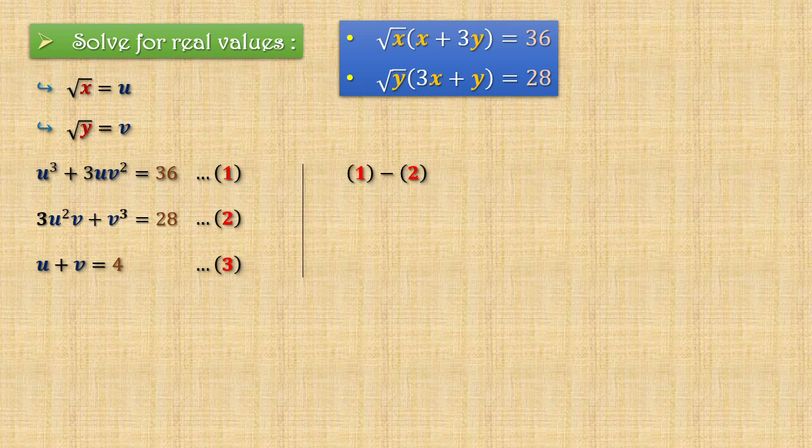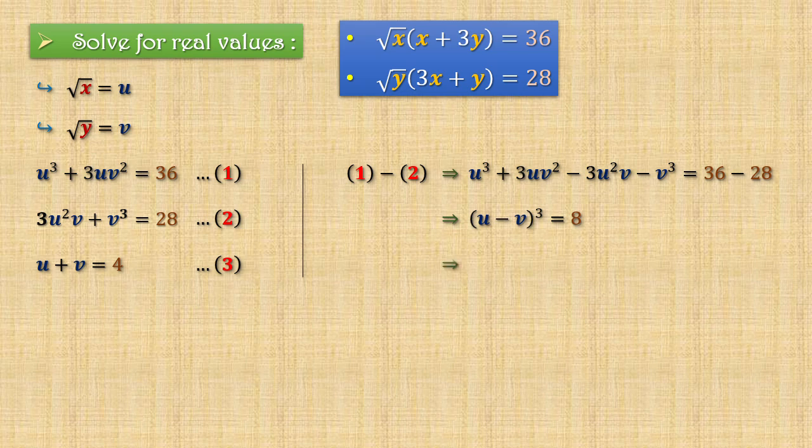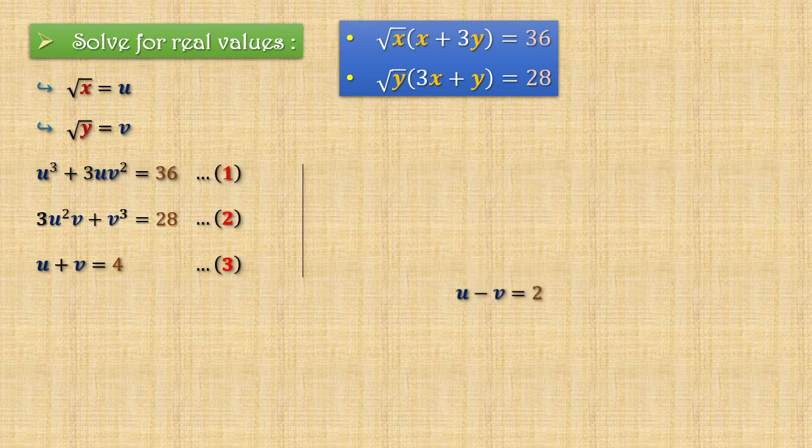Now by subtracting equation 2 from equation 1 we get u cube plus 3uv square minus 3u square v minus v cube equals 36 minus 28. By factorizing this expression, we get the equation u minus v all cube equal to 8. Thus, u minus v equals 2, which we will mark as equation number 4.